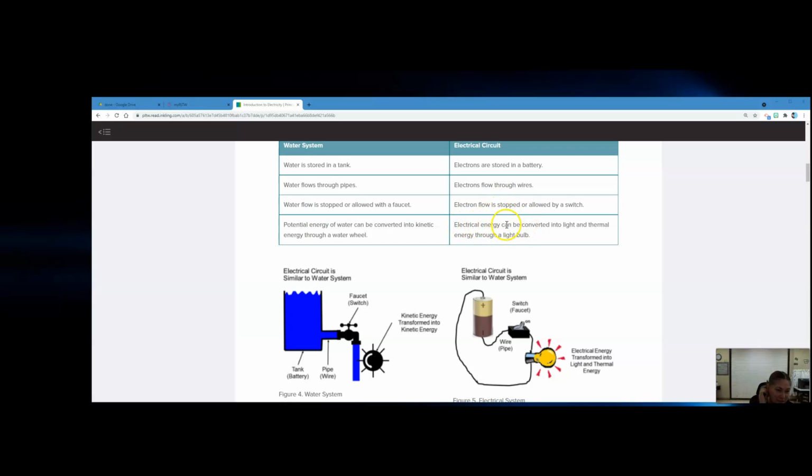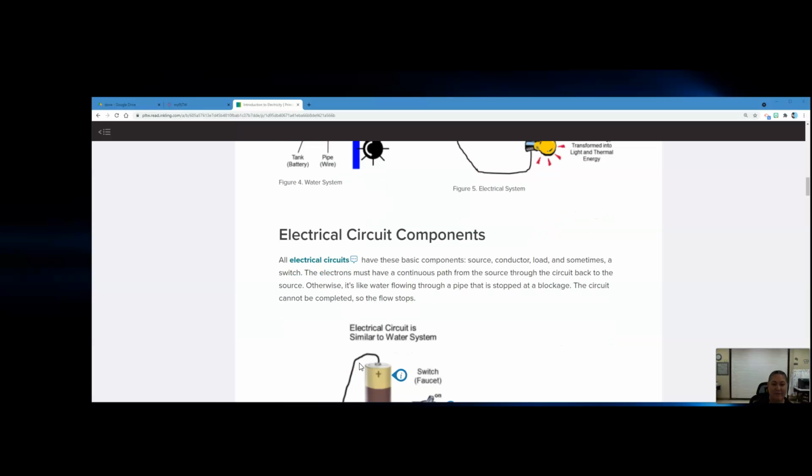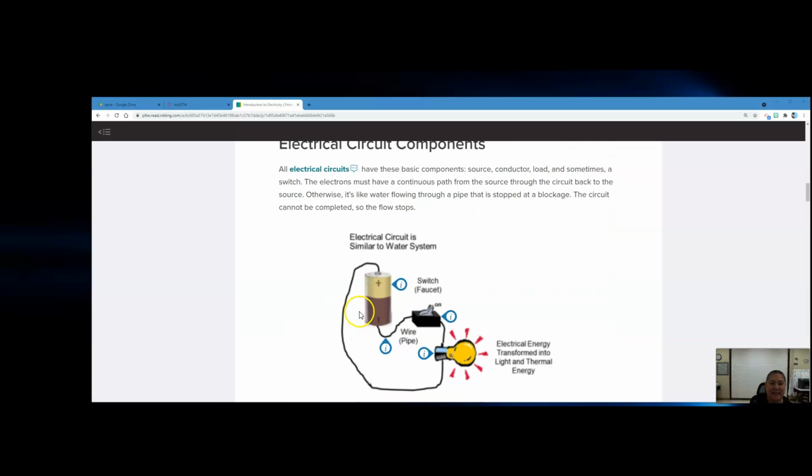So electrical energy can be converted into light and or thermal, because you get some heat out of that light, right? Through a light bulb. So light energy or thermal energy through a light bulb. It says and, but now we have cool light bulbs that don't get hot, so it's got to be and/or. So similar, right? Electrons flow through the wires, on, off, turn on the battery. Water in a tank, on, off with a handle, make something move. That pressure makes something move. So I don't know, but it's pretty cool, huh?